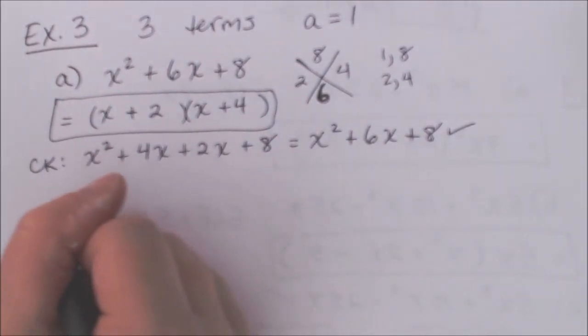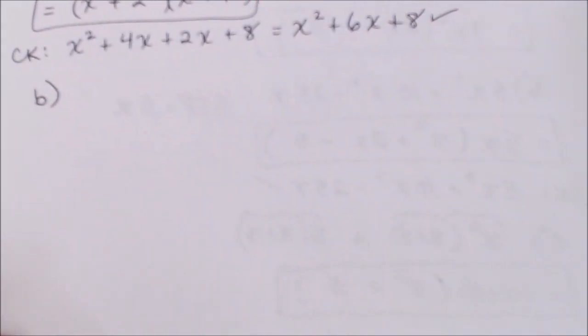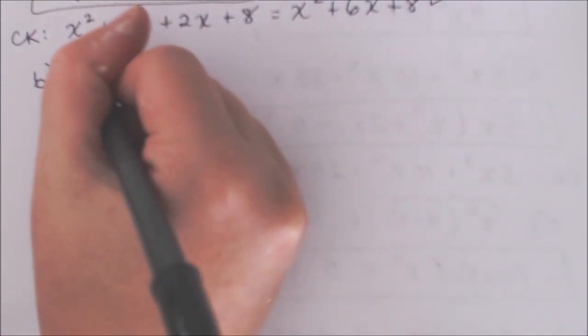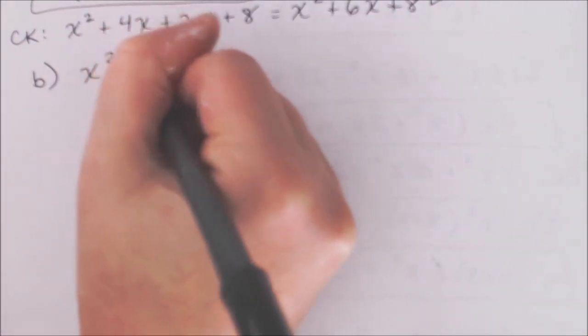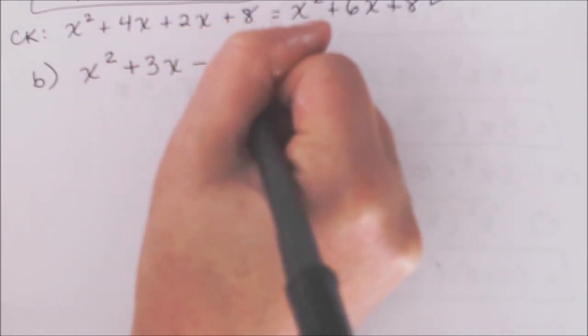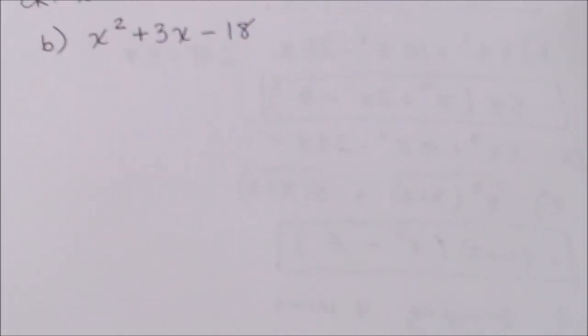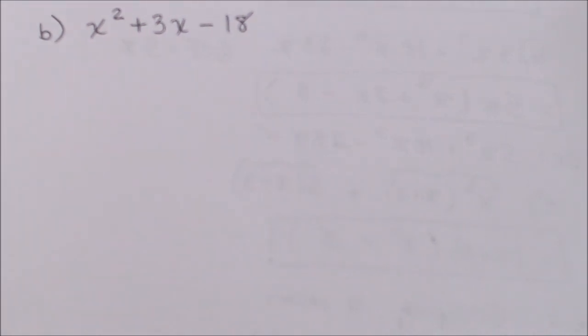Let's try another example where a is still 1. So we've got x squared plus 3x minus 18. We want to factor that expression. First, notice that there's no GCF here. So we're going to go ahead and go right to our method.